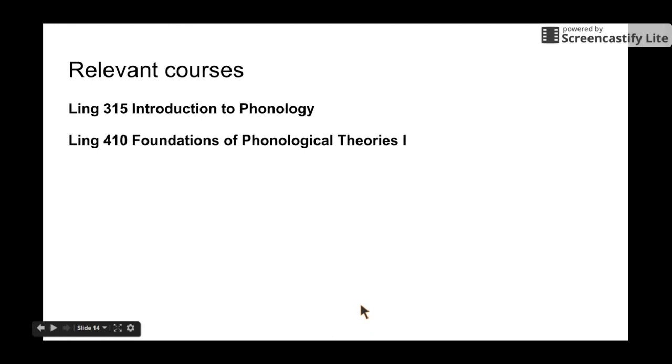And if you are interested in morphology or phonology, here are some courses that you can take. In 315, Introduction to Phonology, you can do more phonological puzzles, and actually when you do phonological puzzles, you are doing some morphological puzzles as well. The other one would be a more advanced one, but it's fun to take for 1.0.